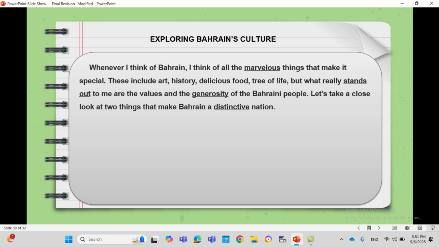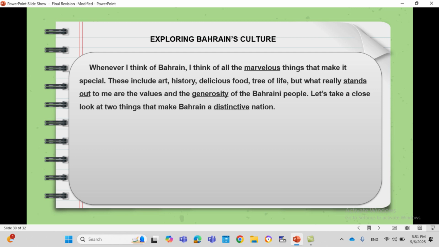Okay, these things include art, history, delicious food, the tree of life. But what really stands out to me, and the verb stand out means to be very clear or noticeable, what is very clear to me are the values and generosity of the Bahraini people. Generosity means the value of being generous. As you know, Bahraini people are known to be generous people.